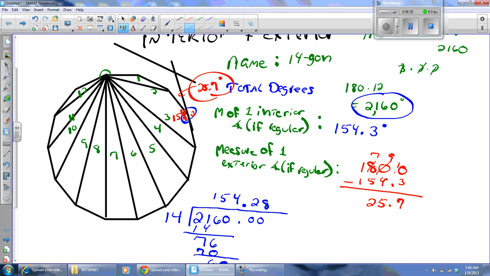That's going to be it for the lesson. Just going over the procedure, how to name it, how to figure out the total degrees. You find the number of triangles, multiply that number by 180. To get the measure of one interior angle, you take the 2,160 in this case, and you divide it by how many angles there are. Remember, I showed the long division for that. And to get the measure of one exterior angle, you subtract the interior angle from 180 degrees.